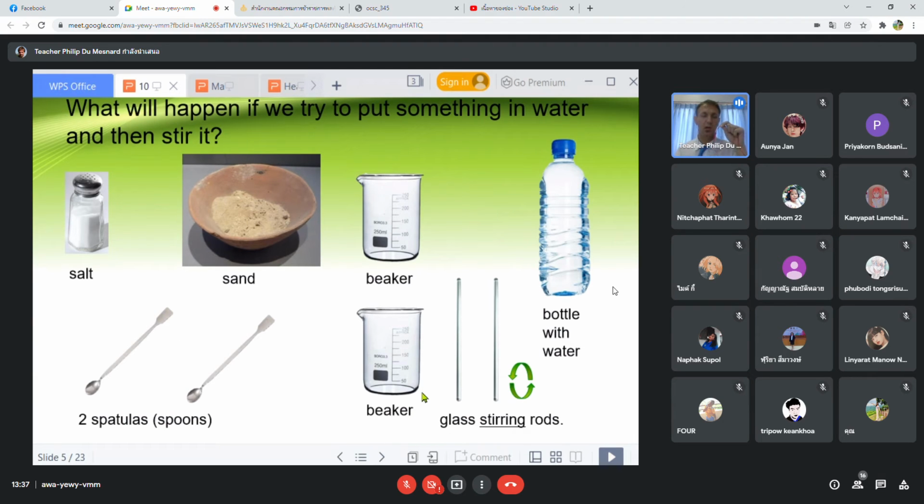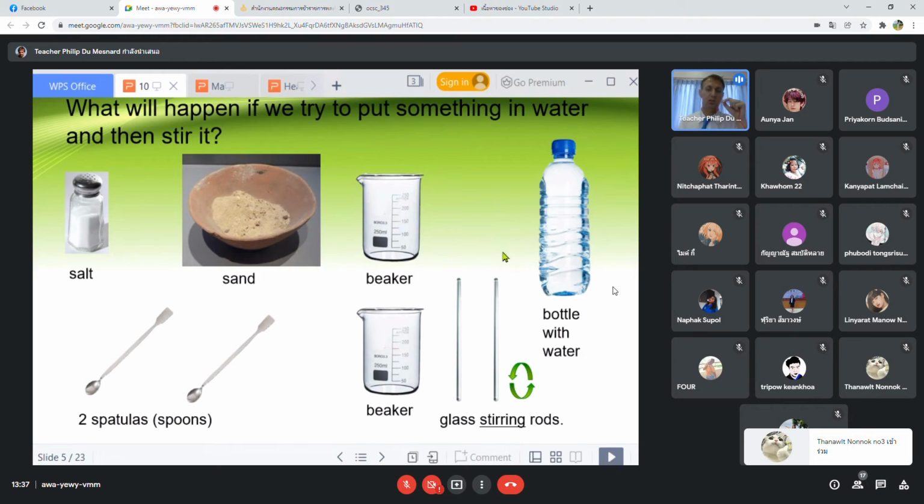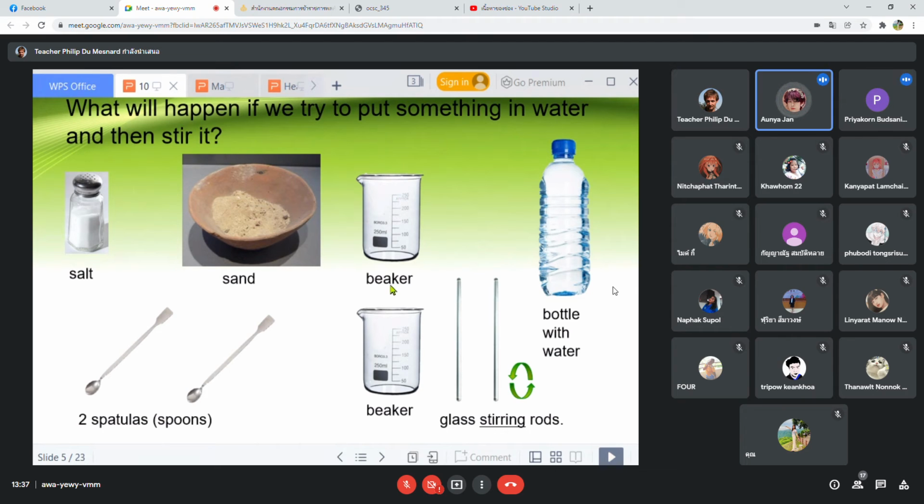Okay, so let's look at the apparatus. For every science experiment, it's very important that you know the apparatus. It's all the things we use to do the experiment. So please say with teacher, beaker. Beaker. Yeah, I want to hear. Beaker. Okay.